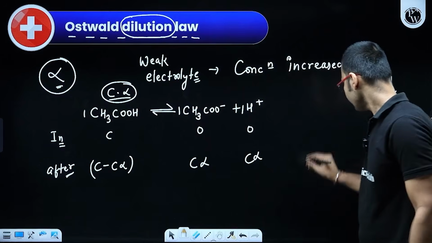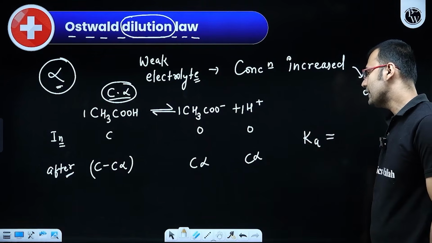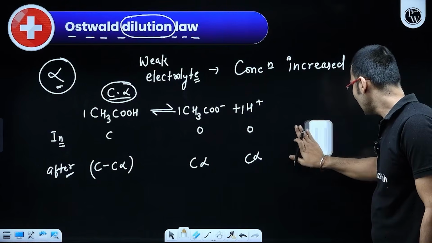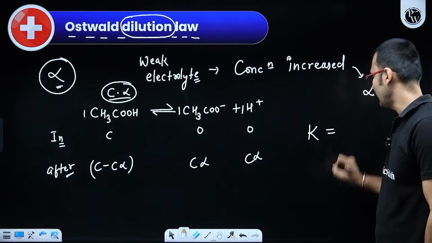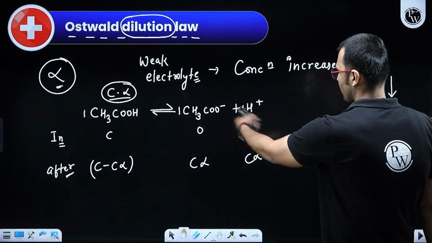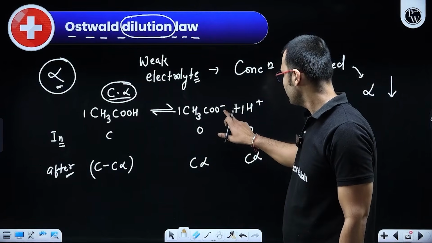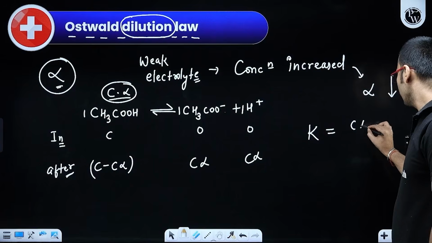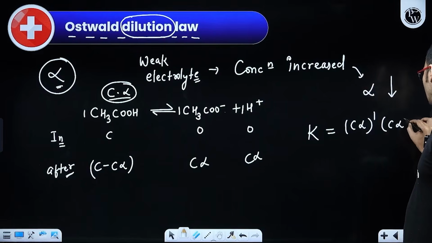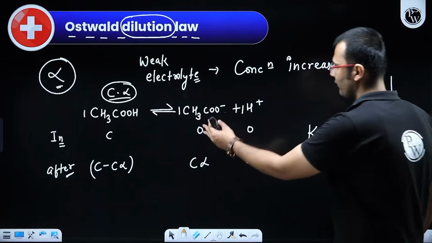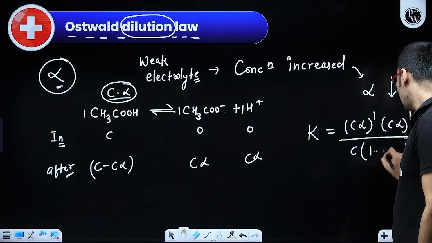Now here, if you calculate the dissociation constant, of course because it is a weak acid I can write K, but here I am creating a general formula. So let me write it simply, dissociation constant K. That will be equal to the concentration of products upon reactants, raised to the power of stoichiometric coefficients. After dissociation, the concentration of acetate ion is C alpha, so C alpha to the power 1, into the concentration of H+ ion, also C alpha, divided by the concentration of acetic acid, C minus C alpha, which can be written as C into 1 minus alpha.